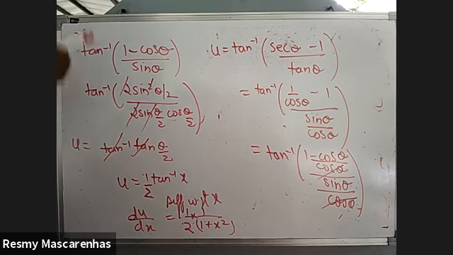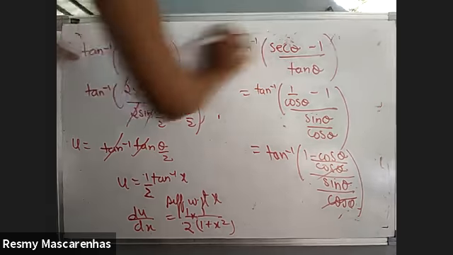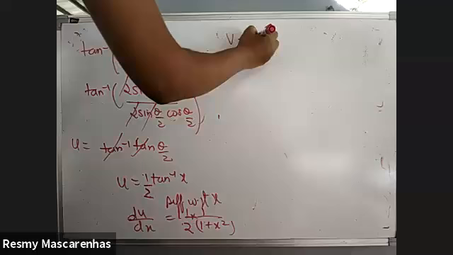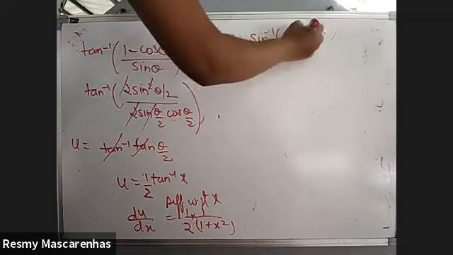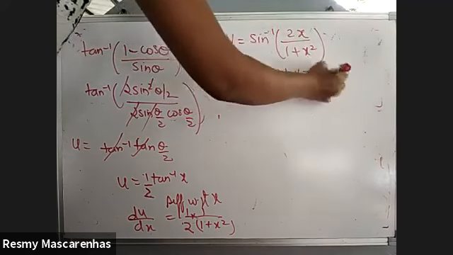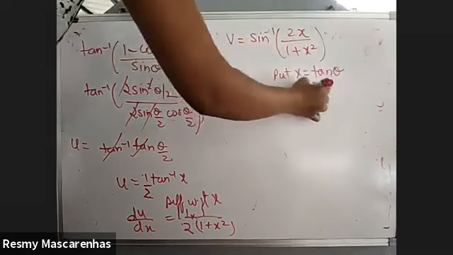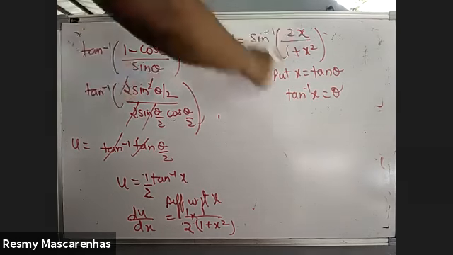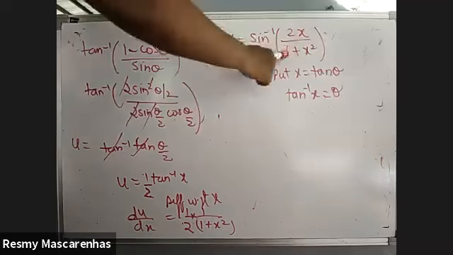Anybody has doubts about finding du by dx? So v is sin inverse of 2x upon 1 plus x square. So put x is equal to tan theta. Wherever there is x, put tan theta. So we will get 2 tan theta upon 1 plus tan square theta. You don't have to arrange anything because it is already in that form, 2 into x upon 1 plus x square.